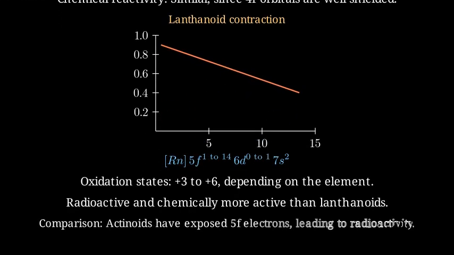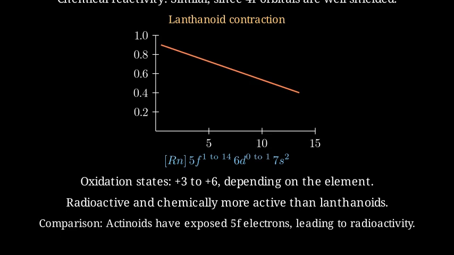Actinoids follow lanthanoids in the periodic table. Their electron configuration begins with the radon core and fills the 5f orbitals, often with more than one electron in 6d or 7s orbitals as well. They display a wider range of oxidation states from +3 to +6, and they are all radioactive with more complex chemistry.